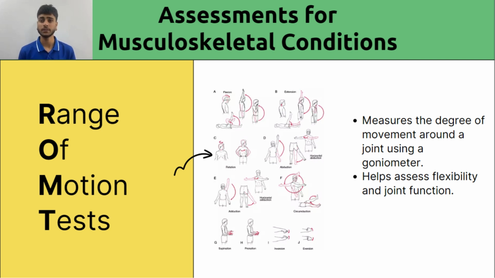Another assessment is the range of motion test. In this test we tell the patient to do some flexibility movements or motions, some of them being flexion, extension, rotation, abduction, and so on. It measures the degree of movement around the joint using a goniometer, and it helps assess flexibility and joint function of the patient.